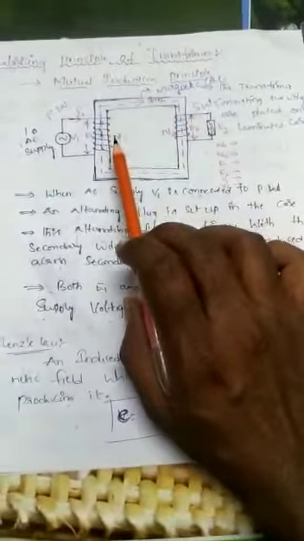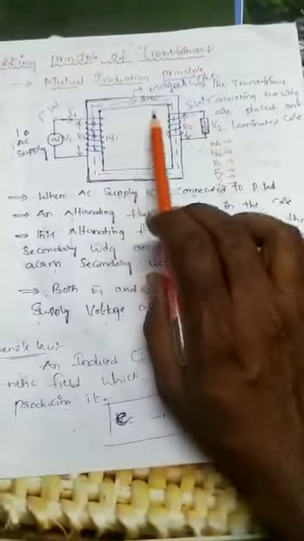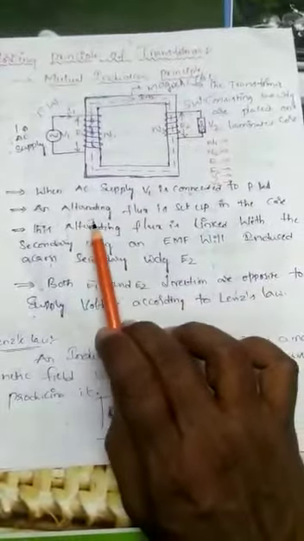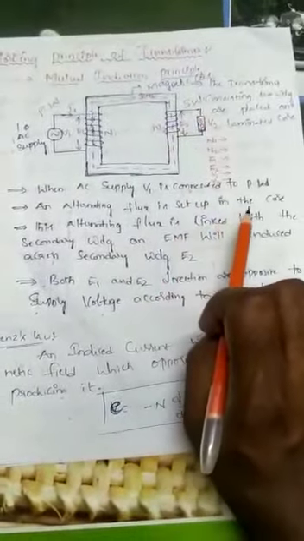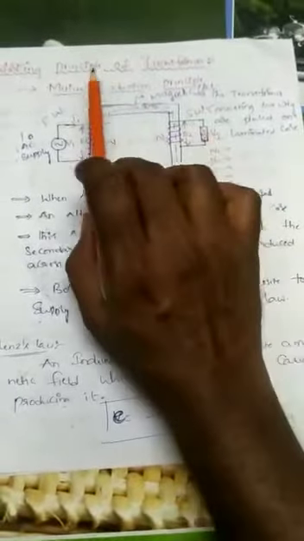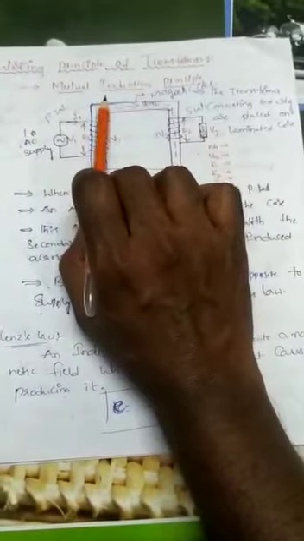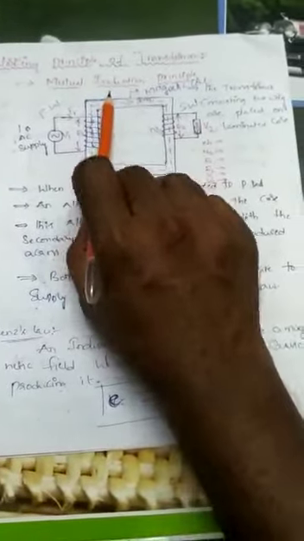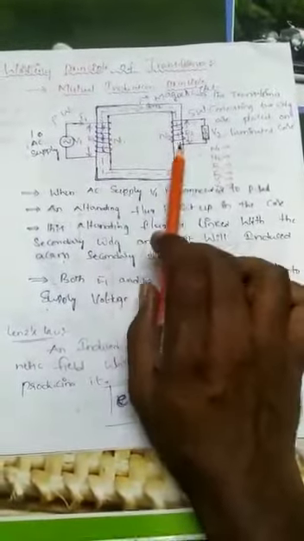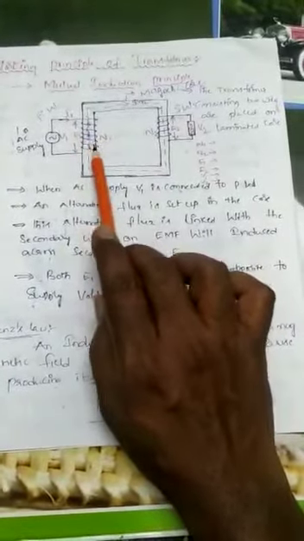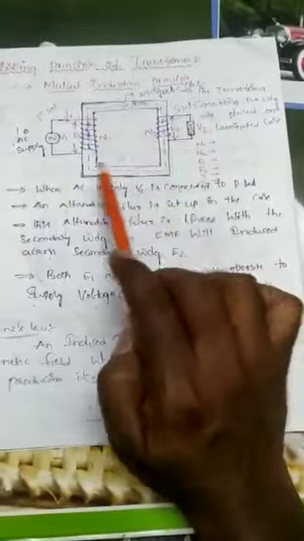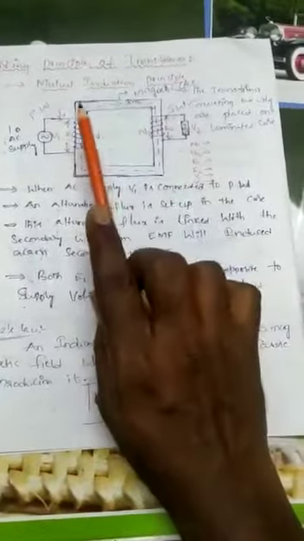Whenever we supply the AC supply to the primary winding, an alternating flux is set up in the transformer core. Already we said that the transformer works on the mutual induction principle, and now we need to know what is meant by mutual induction. Here we have two windings, which are wound on the core like this. This core has a square shape.